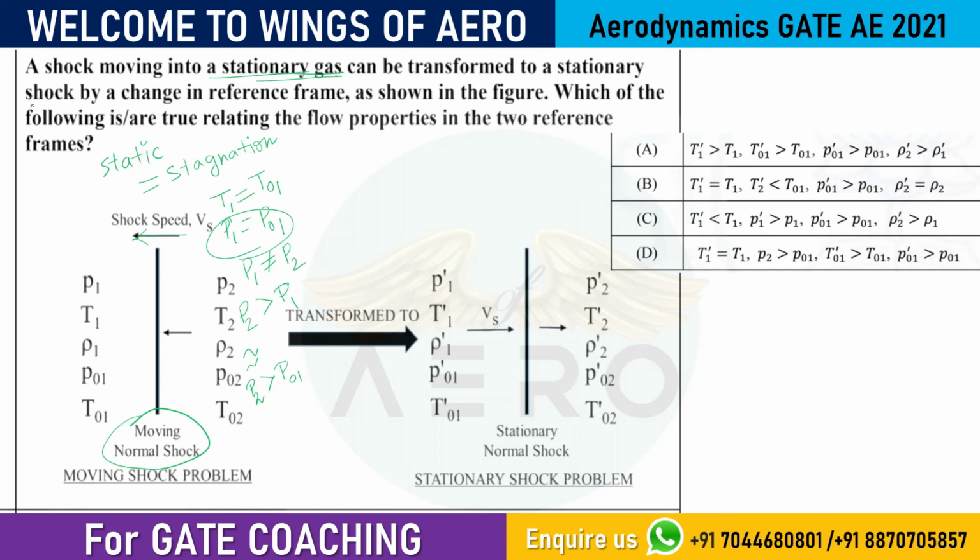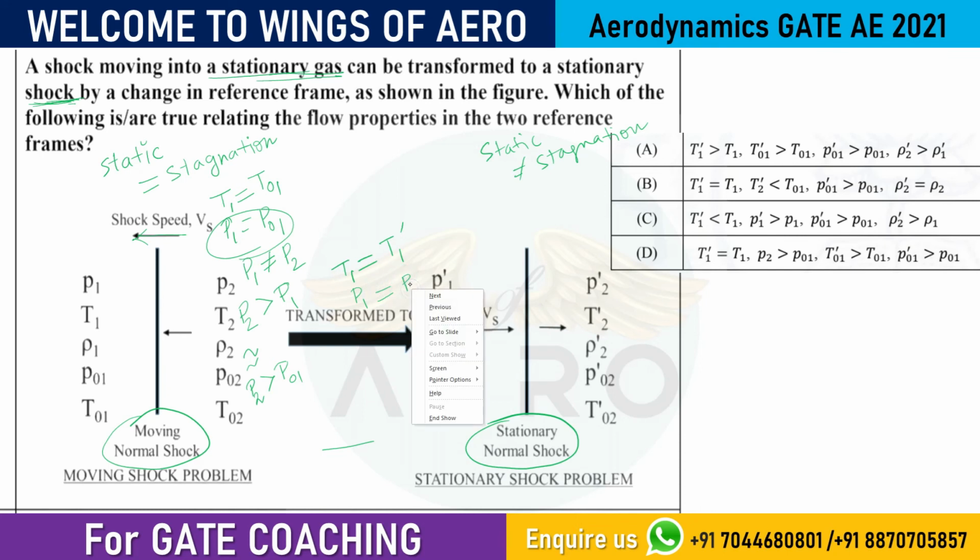Now looking at the question, the moving shock is being transformed to a stationary normal shock. That means the stationary gas can be transformed to a stationary shock. In the stationary shock, we cannot state that both the static and the stagnation conditions will be the same. So what changes will happen? Since the moving shock wave has been transformed to a stationary normal shock wave, we can state that T1 can be the same as T1 prime. Similarly, P1 can be the same as P1 prime. I can say that.